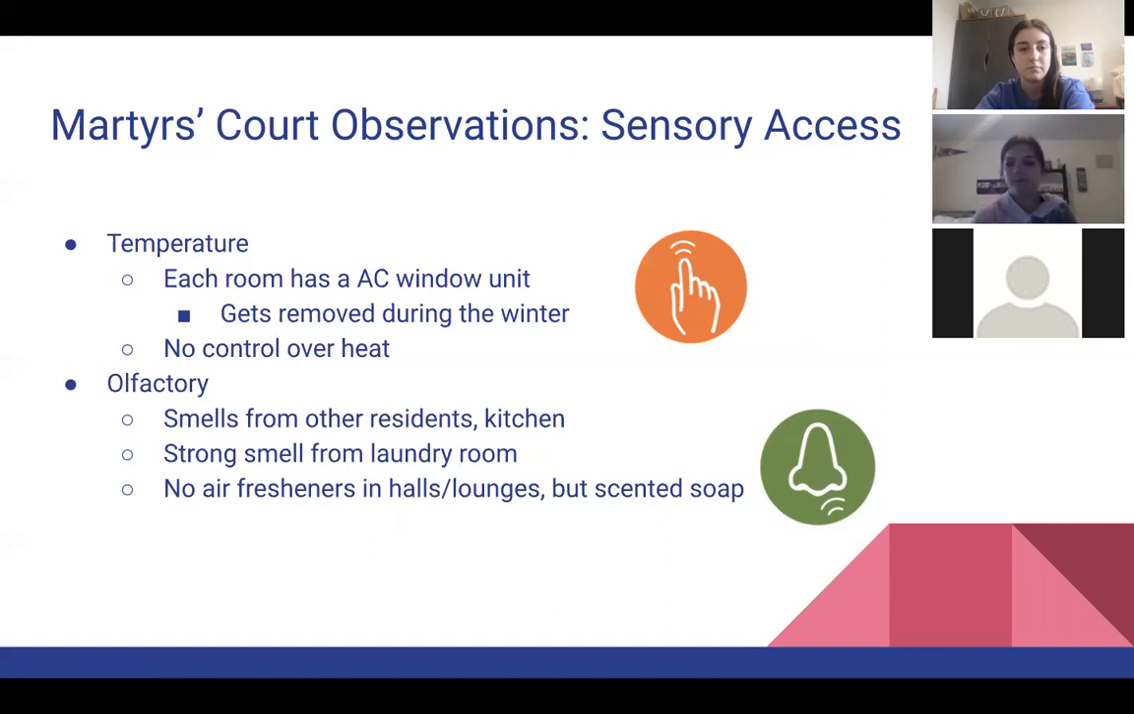And then the students also do not have control over heat in their rooms. So it can get kind of hot and they aren't able to change that at all.